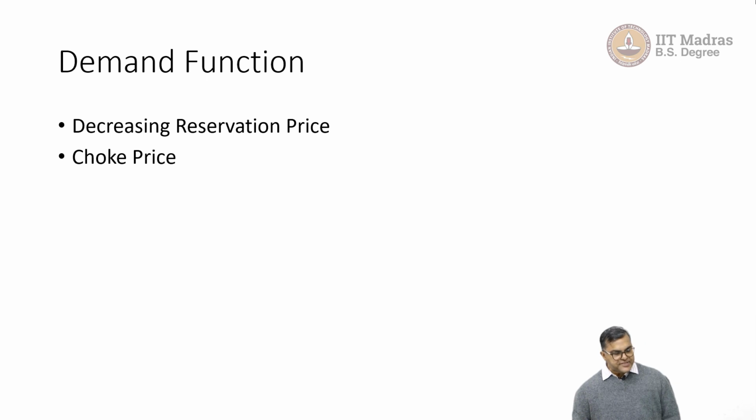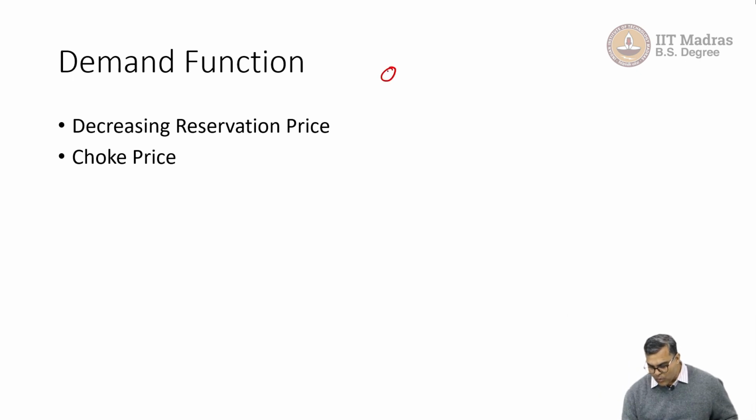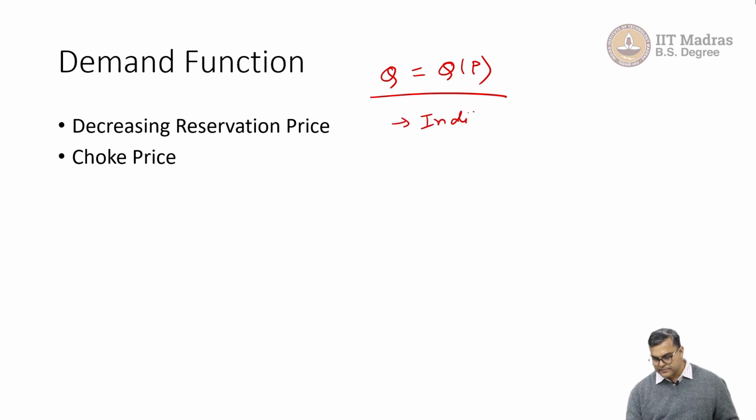Now, to represent the buyer, the best way to do it is to come up with the demand function. What do we mean by a demand function? A demand function is basically quantity demanded as a function of price. This demand function can be of an individual, or it can be of all the individuals together.